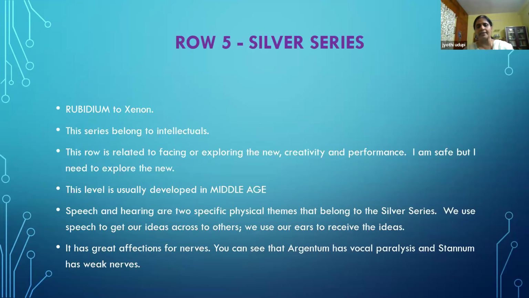Row 5 is the Silver series, Rubidium to Xenon. This series belongs to intellectuals. This row is related to facing or exploring the new, creativity and performance. I am safe, but I need to explore the new. Tell me how many of us are not going through this phase. Actually, for me, this row is a beautiful row, especially for homeopaths.